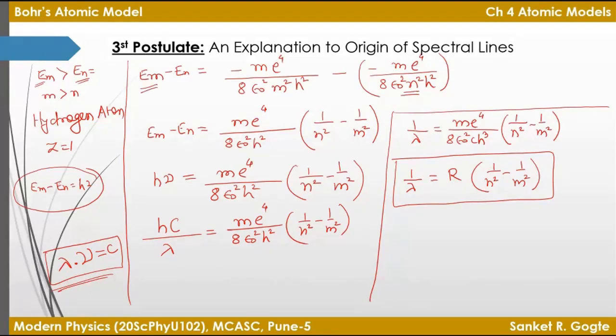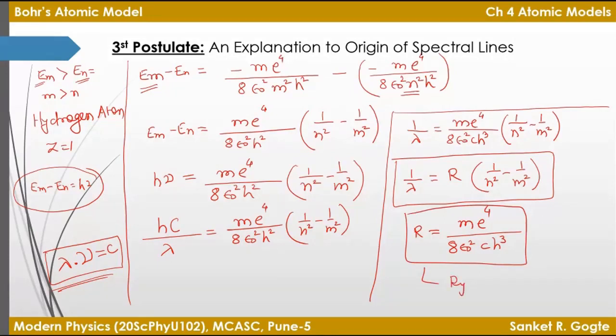We derived this relation with R equal to m e^4 divided by 8 epsilon_0^2 c h^3. And we now have a relation for the Rydberg constant, using Bohr's atomic model.